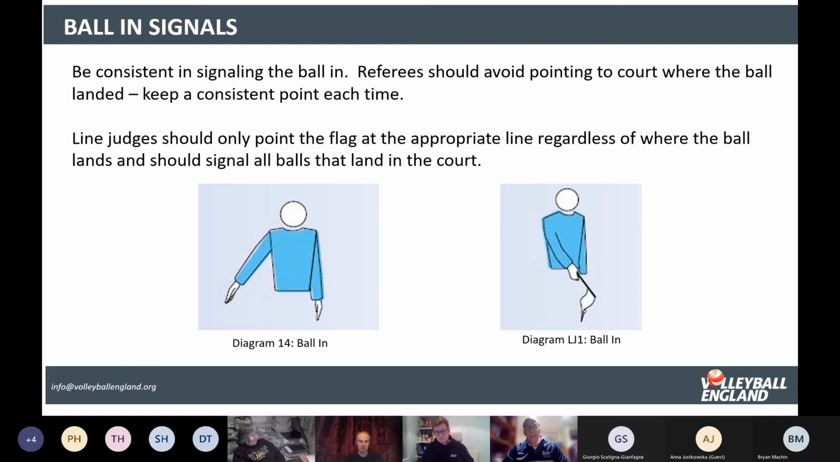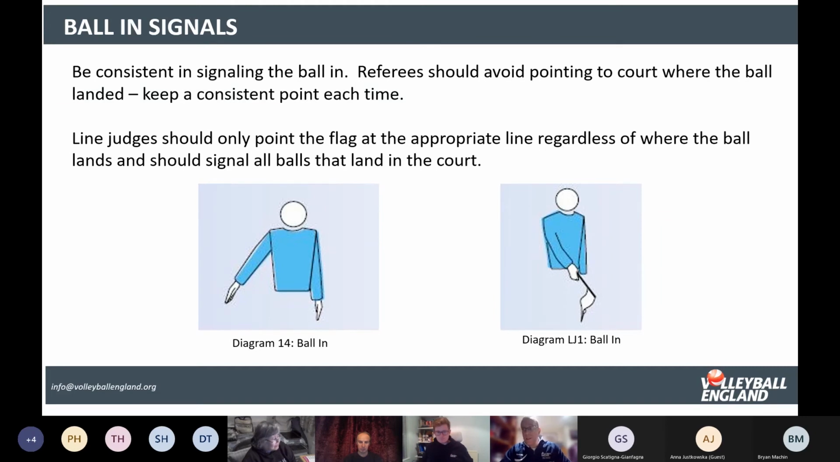And obviously, if you have 4 line judges, you can sometimes get a difference of opinion. One of them will be saying the ball is in on my line, and one of the other line judges will say yes, but it's out on my line. And if you do get that situation, then you just need to make sure that you take the right information and make your judgment.